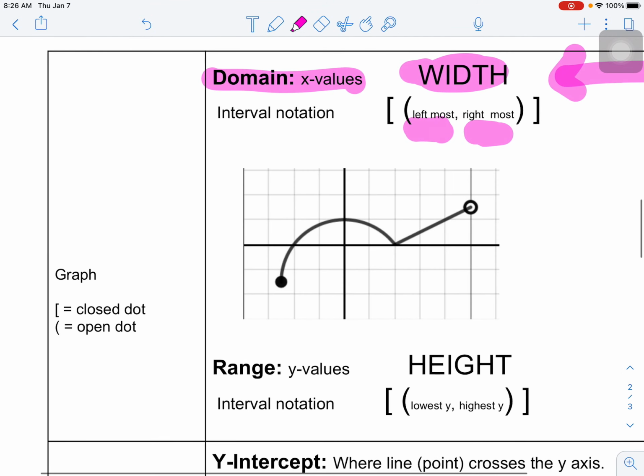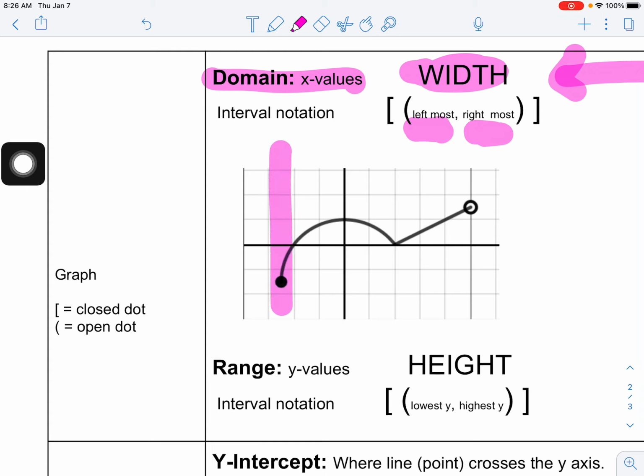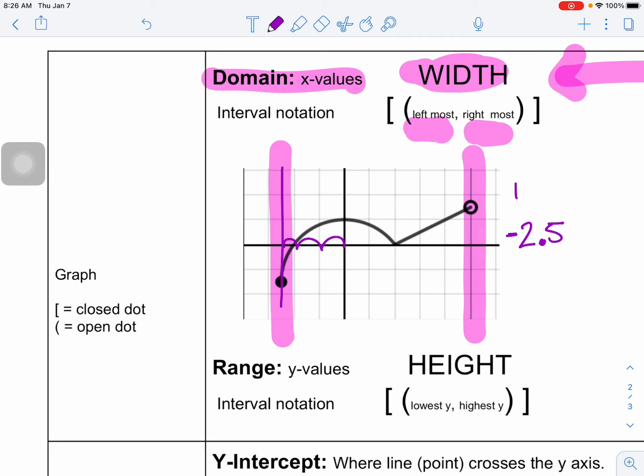So we're going to look at this graph and take your highlighter or pencil and find the leftmost point. And so this is the leftmost point, right? And this is the rightmost point, and that is the width of my graph. So if I'm writing the domain for this graph, I'm going to find the value of this number. So 0, -1, -2. So my lowest value, my leftmost value is -2.5. This is for domain. And my highest value is right here, and that's 1, 2, 3, 4, 5.